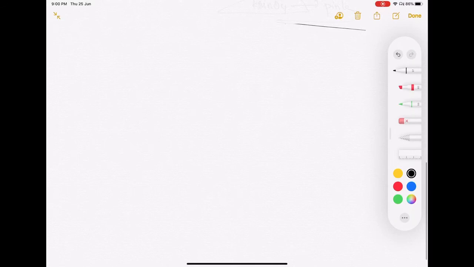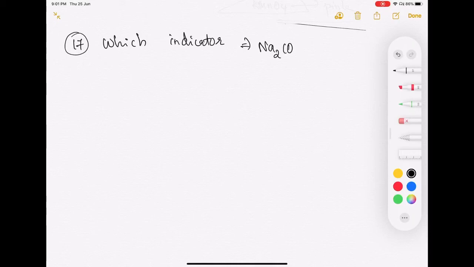Okay, second question of part 2. Now next is question number 17. That is actually important to remember. Which indicator can you use for sodium carbonate Na2CO3 versus HCl titration?